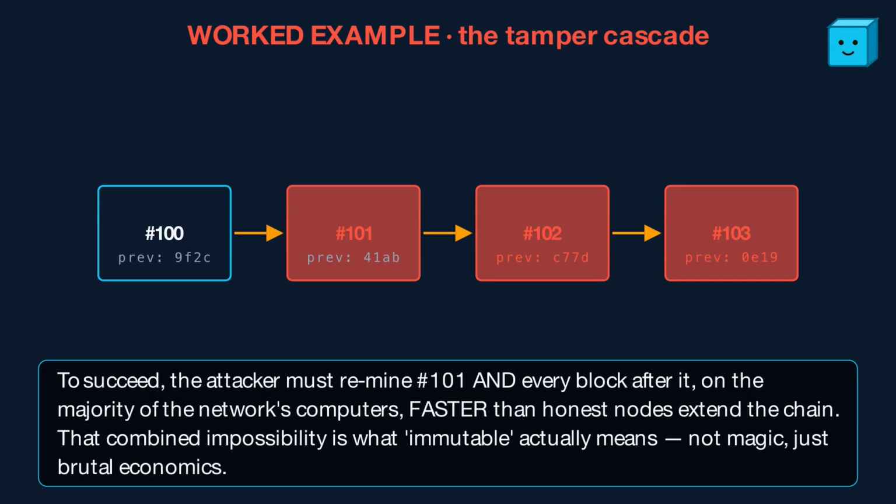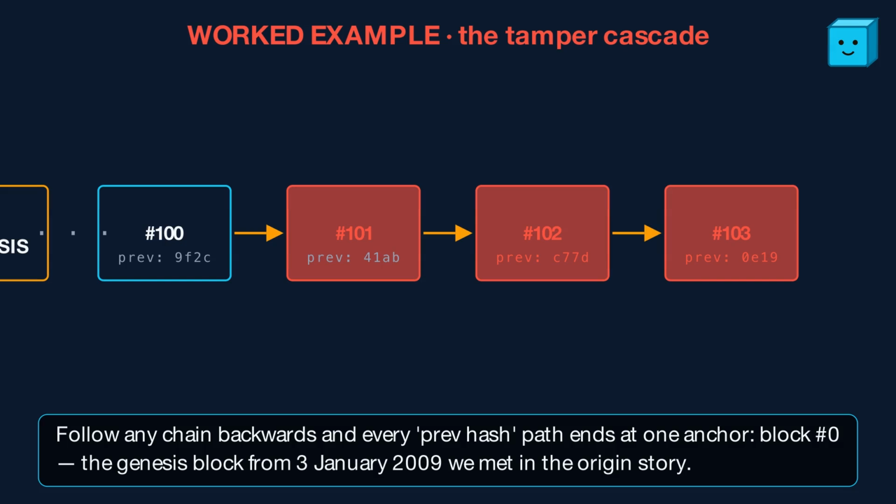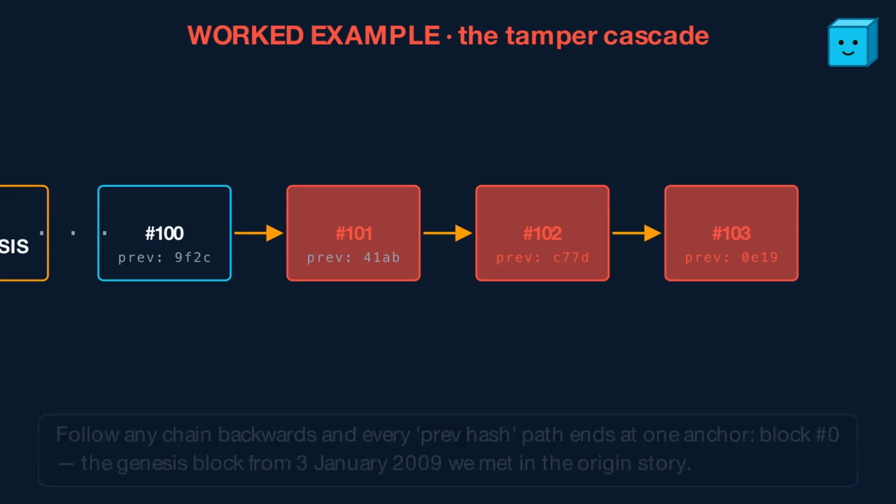To succeed, the attacker must remine number 101 and every block after it, on the majority of the network's computers, faster than honest nodes extend the chain. That combined impossibility is what immutable actually means, not magic, just brutal economics. Follow any chain backwards and every prev hash path ends at one anchor: Block number 0, the Genesis block from January 3, 2009 we met in the origin story.